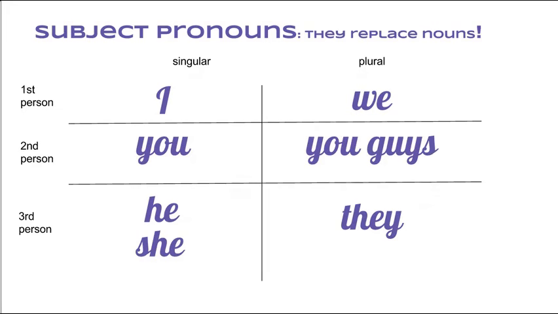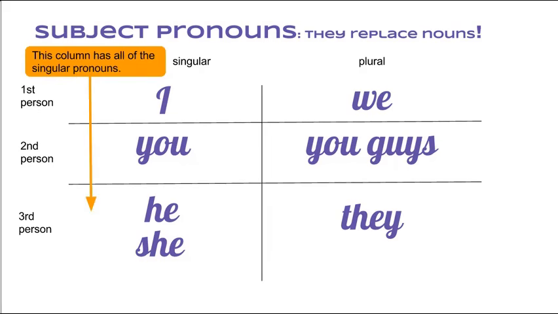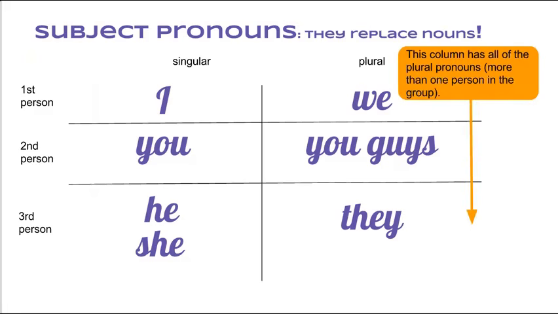Okay, here's a way that we organize our subject pronouns in English. All of the singular pronouns are in the left column. Singular means only one person is represented. Only one person is doing the action in the sentence. For example, I am speaking, or he is reading. All of the plural subject pronouns are in the right column. Plural means that more than one person is doing the action in a sentence. For example, we are listening to the teacher, or they are studying.